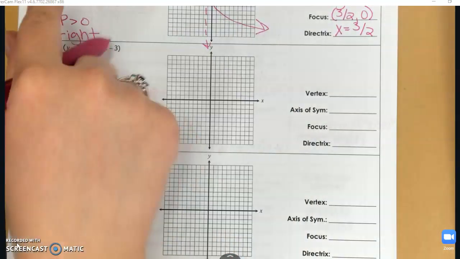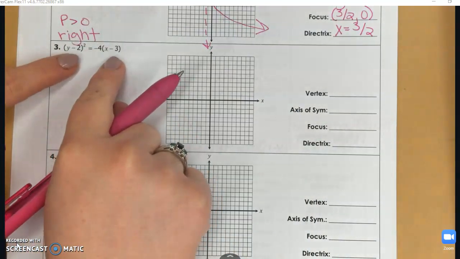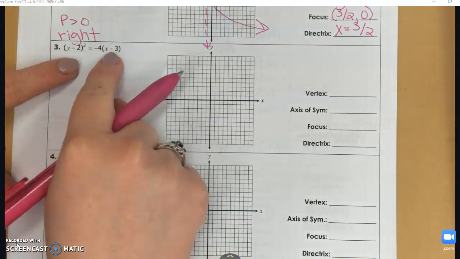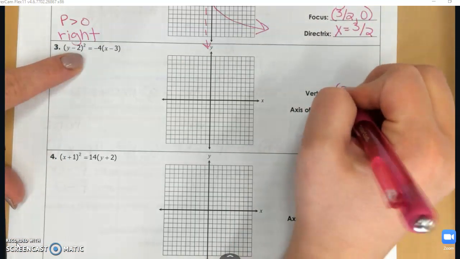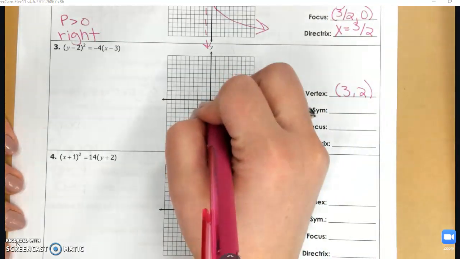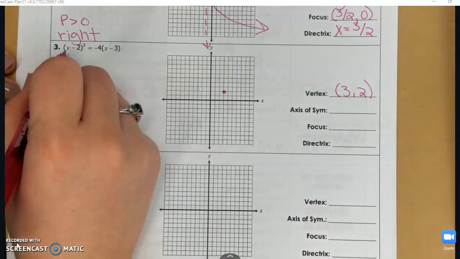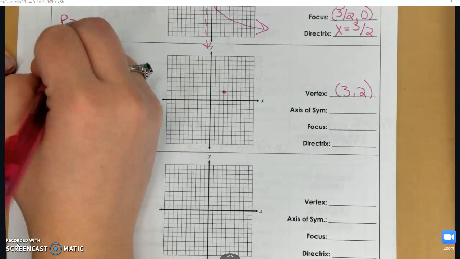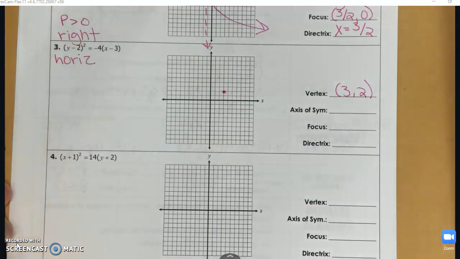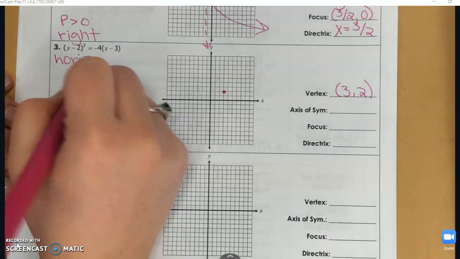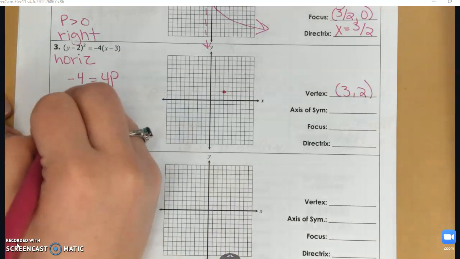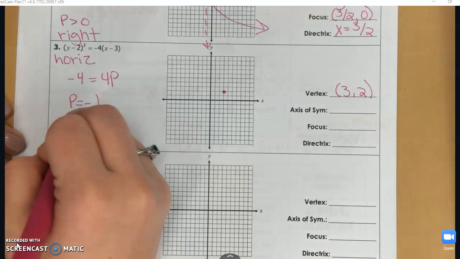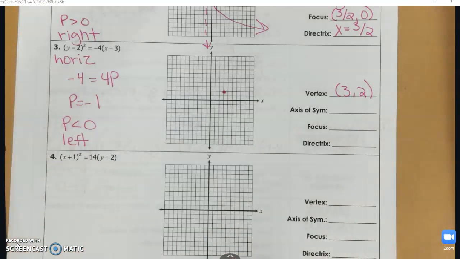On to number 3. I now have a vertex at another location, and the x-coordinate is with x, the y-coordinate is with y. So that vertex is at 3, 2. So you can go ahead and graph that if you'd like. And because my y is squared, that tells me that this is a horizontal parabola. If -4 is 4p, that means p is -1. If p is negative, that means that this parabola is going to be opening to the left.